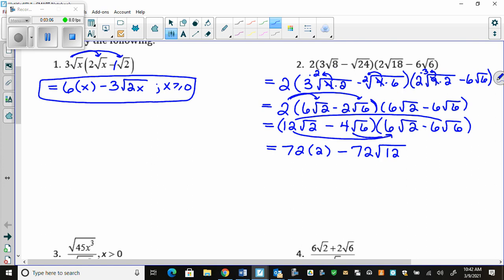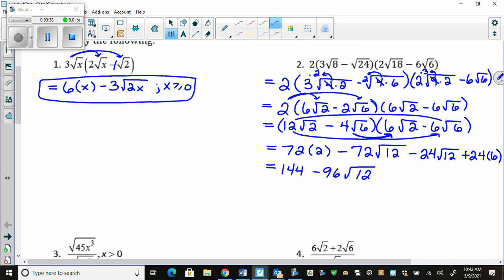And inside, negative 4 times 6 is negative 24. Root 6 times root 2 is 12. And then negative 4 times negative 6 is positive 24. Root 6 times root 6 is 6 in brackets. 72 times 2 is 144. Negative 72 minus 24 more is minus 96 root 12. And we can put them together because they're both root 12s, which we can reduce later.